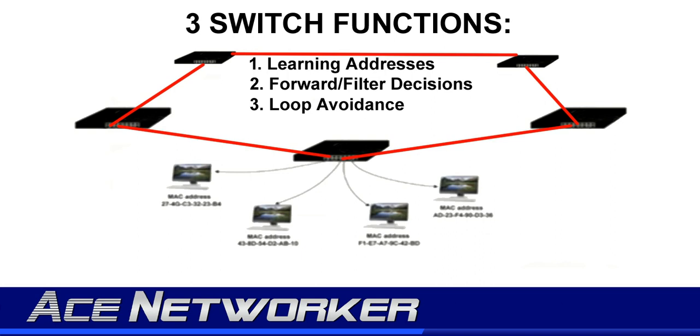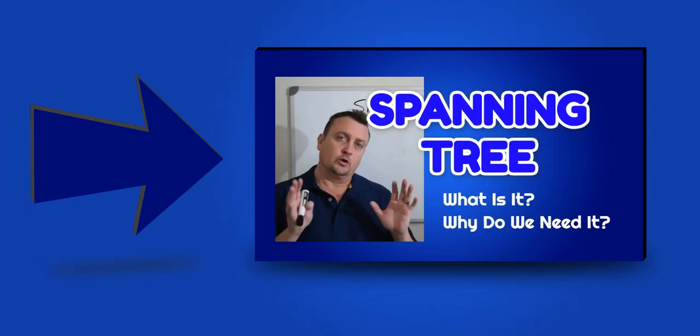The protocol that runs on a switch to detect and avoid these network loops is called STP, and that's an acronym for Spanning Tree Protocol. To understand this more fully, check out this video I made previously on Spanning Tree Protocol and how it works.